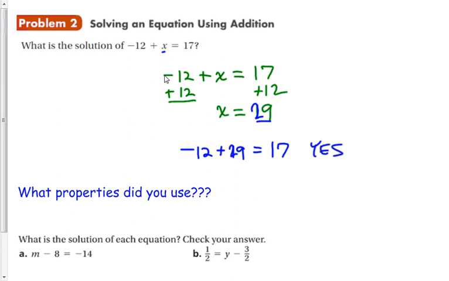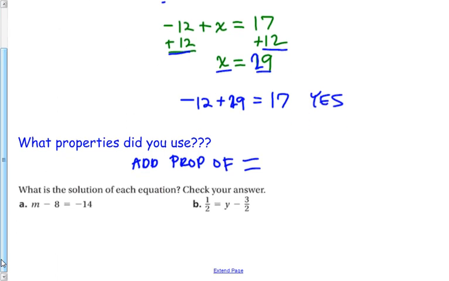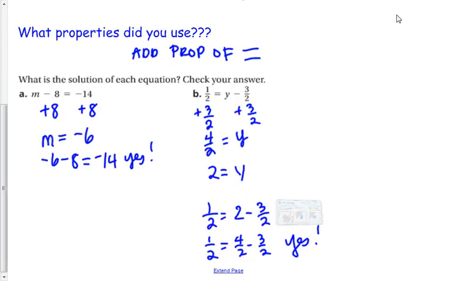All right, and just think about what properties we used there. We added the same thing to both sides. That's the addition property of equality. We also used the identity property of addition because we said that x plus 0 is just equal to x, and we also simplified there. Go ahead, you try a couple problems here. And show your work here. Make sure you show the property of equality you're using. Check your answers there.